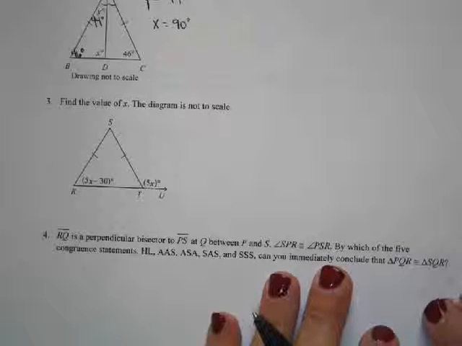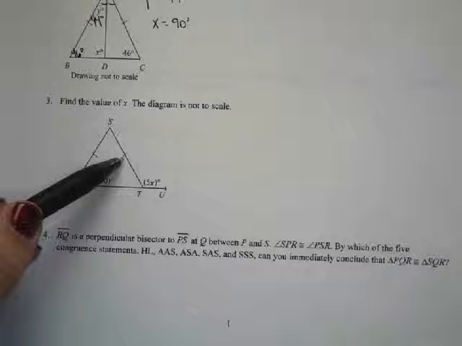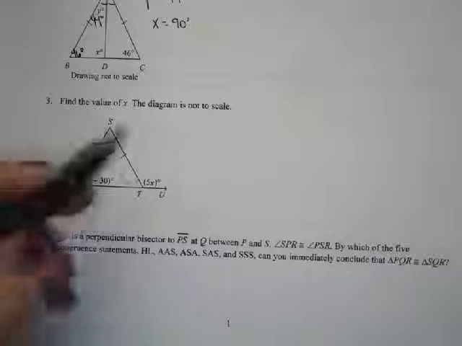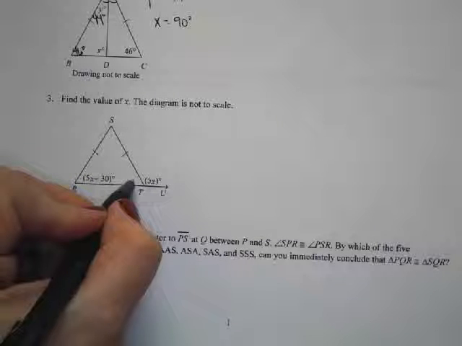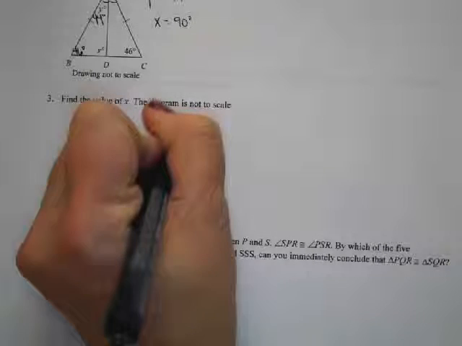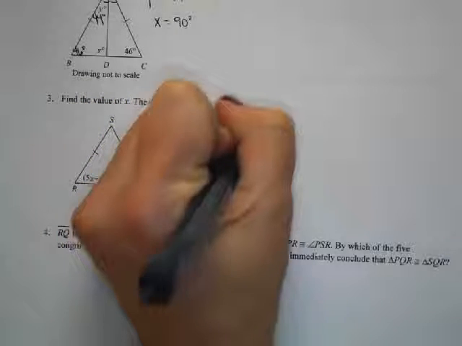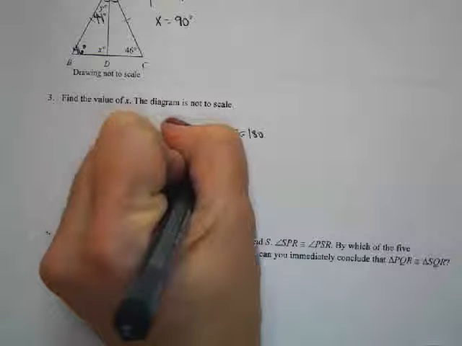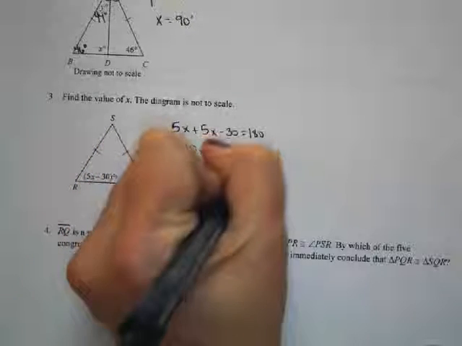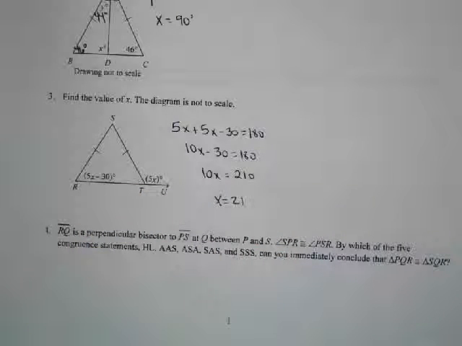In problem 3, we have an isosceles triangle, and we have an exterior angle here. Well, in an isosceles triangle, the base angles are congruent. So this angle is the same as 5x minus 30. So if we put 5x minus 30 in here, that would mean these two angles are a linear pair, therefore they're supplementary. So you can add 5x plus 5x minus 30 equals 180. 10x minus 30 equals 180. 10x is 210. X is 21.